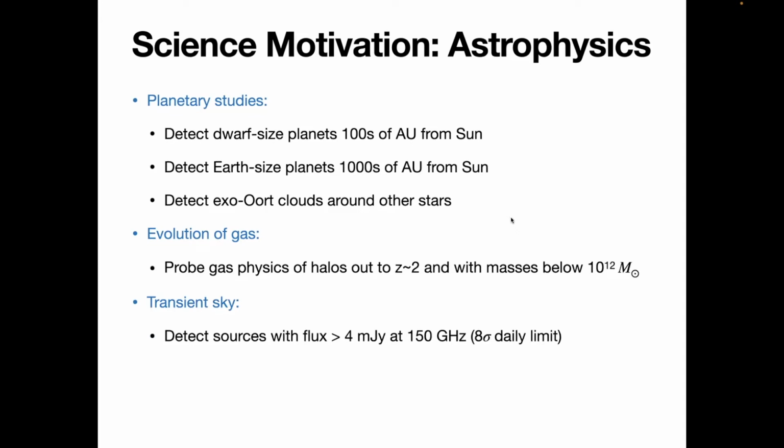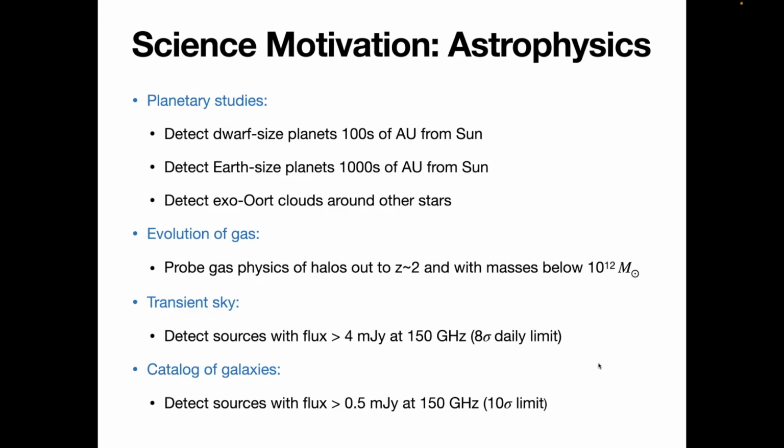And then in terms of the transient science, we calculated the flux levels we would achieve. So there would be a daily 8 sigma flux level of 4 millijanskys. And the goal of CMB-HD is to release weekly maps with a reference map subtracted for people interested in transient science. And we would also have a catalog of galaxies, AGN and dusty star forming galaxies with a flux limit above 0.5 millijansky at 150 gigahertz. And this is a 10 sigma survey limit.